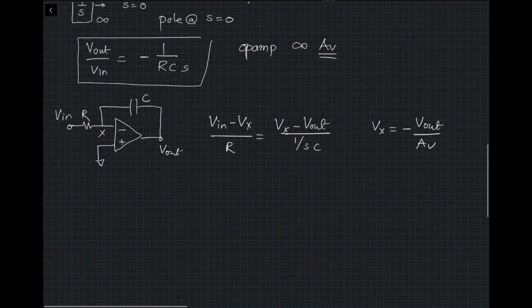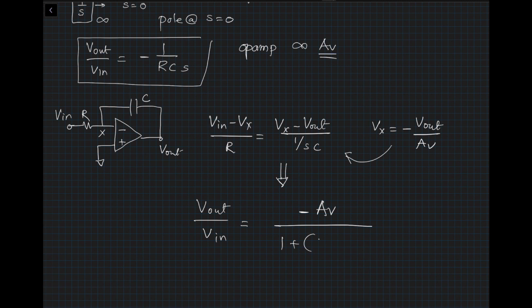Once we know that, you can quickly substitute here, and I'll give you 10 seconds. You can pause the video here, go through the expression and write the expression for Vout over Vin. Just substitution, solving the equation. Okay, so if you have got it right, then Vout over Vin is equal to minus AV divided by (1 plus AV RCS).